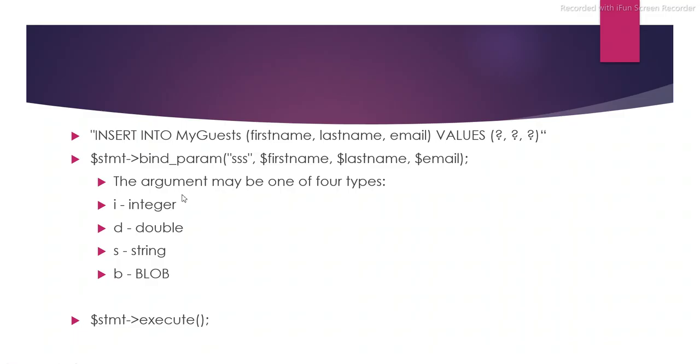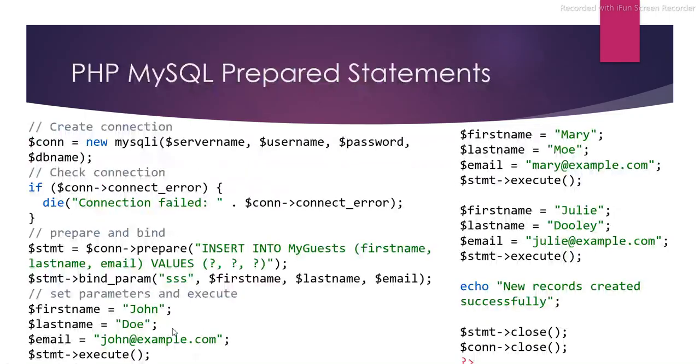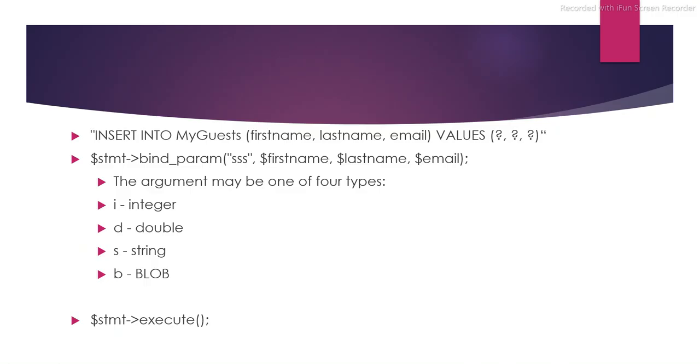So bind these parameters. If it is an integer, then you have to give i. For example, if the first argument is integer and the next two are string, then you have to give iss. If it is double, you give d, and s for string. b is blob. Blob, binary large objects, you can store images also. Once this statement is prepared, you can give the execute statement, dot execute. Then the statement gets executed, and the data values will be inserted into the database.